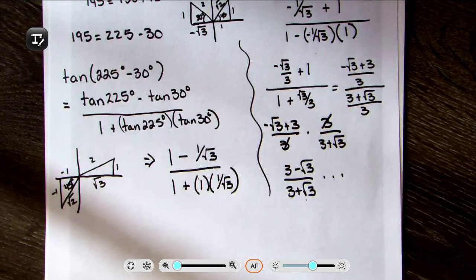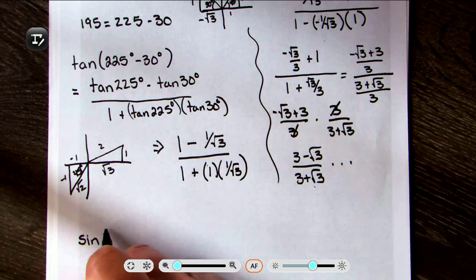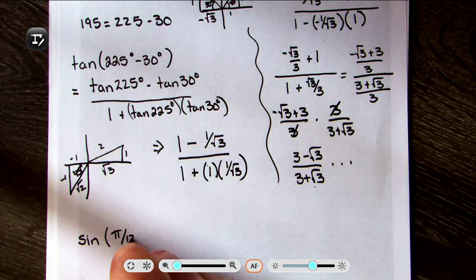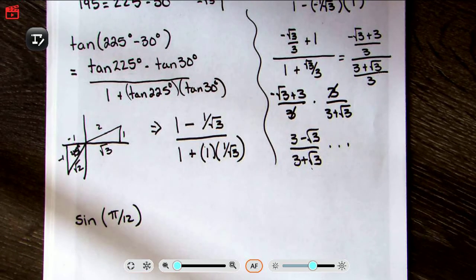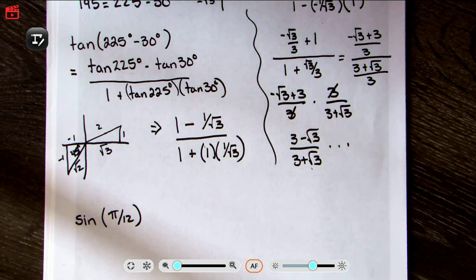All right, let's do another one. Let's pick the sine of pi over 12. We're going to try to somehow creatively write pi over 12 as either the sum or difference of angles that we know. We might need to convert it into degrees so we can see what it is.